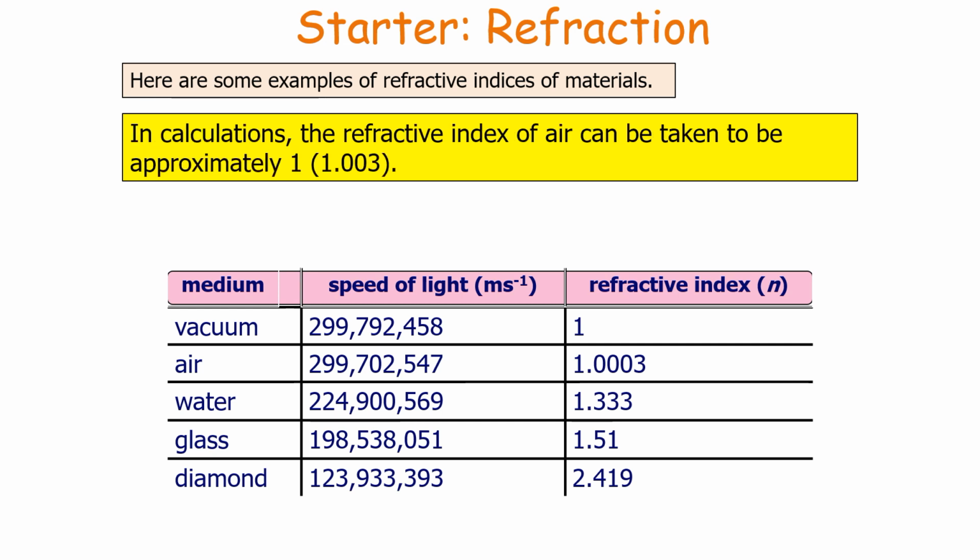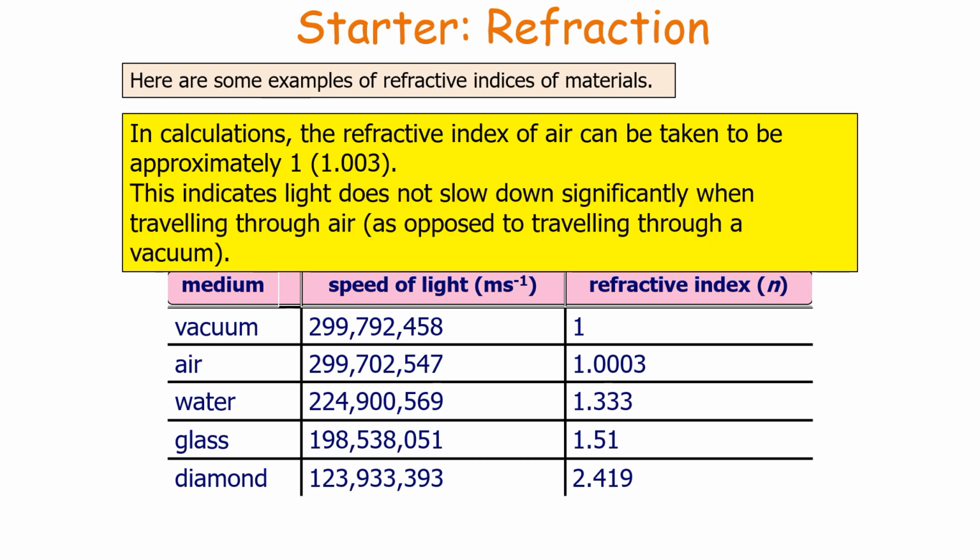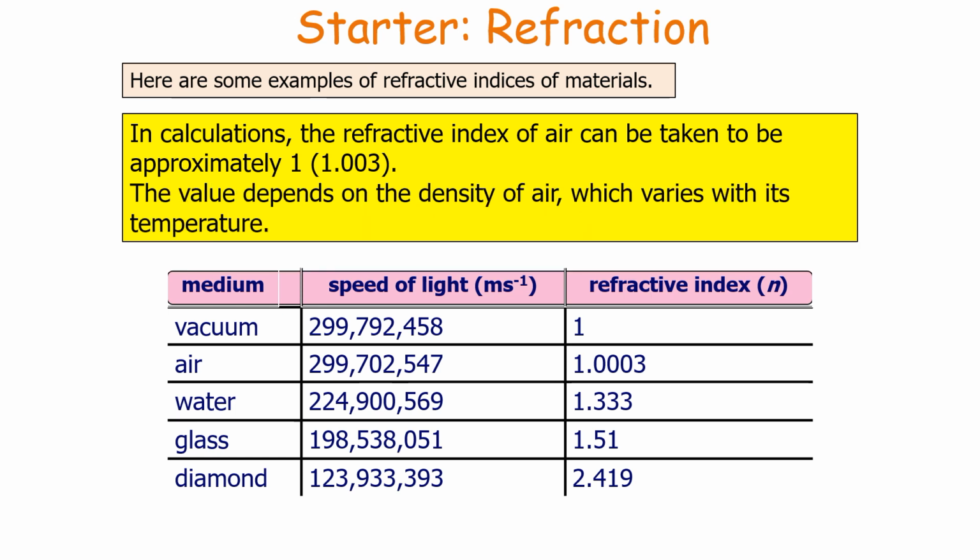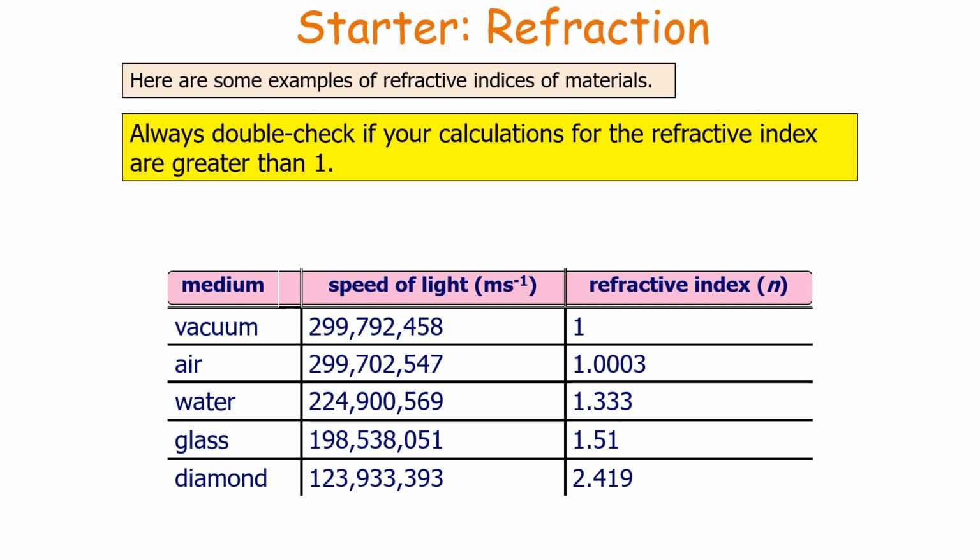Now in calculations, the refractive index of air can be taken to be approximately 1.003. This indicates light does not slow down significantly when travelling through air as opposed to travelling through a vacuum. The value of the refractive index of air does depend on the density of air, which does vary with temperature. You should always double check for calculations in refractive index that your value is always greater than 1.